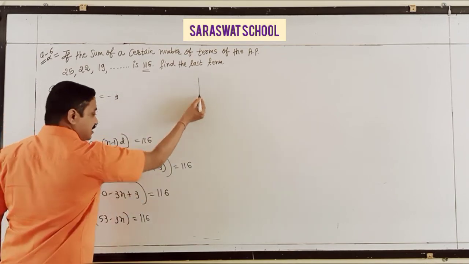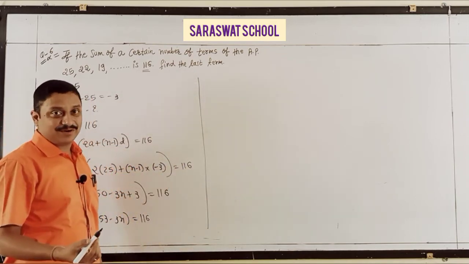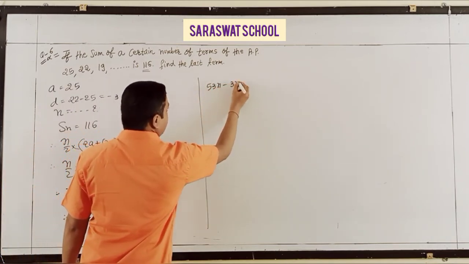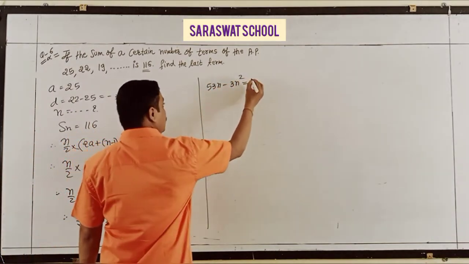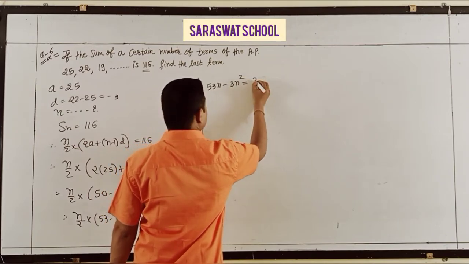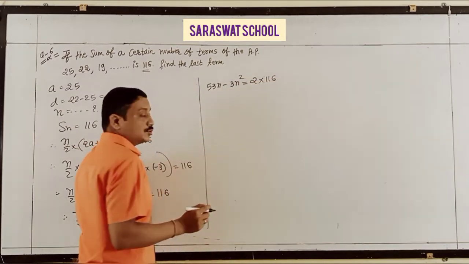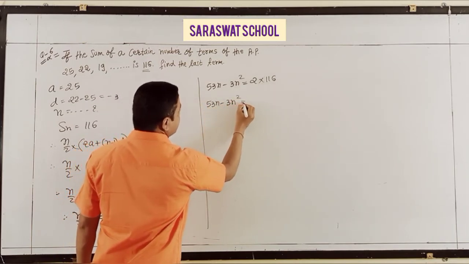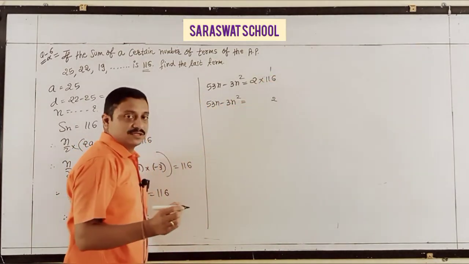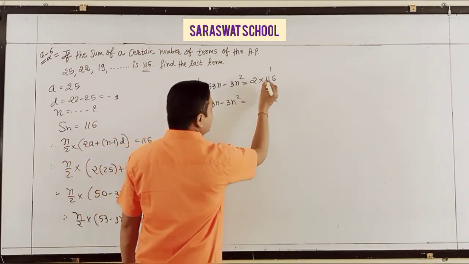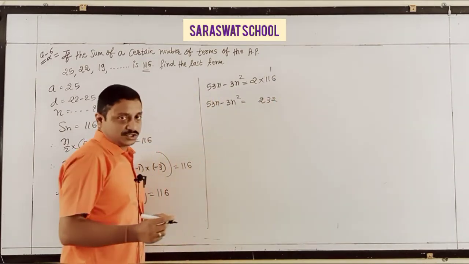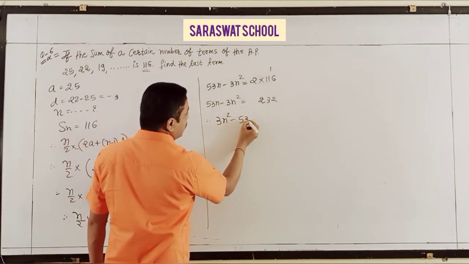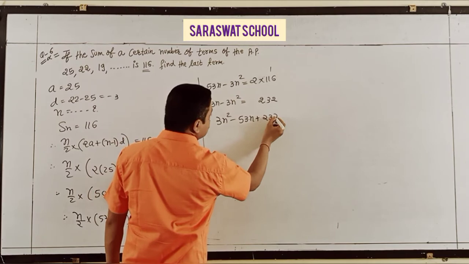Now students, I think here one big product is available. So 53n minus 3n square is equal to 116 into 2. So in total you get 53n minus 3n square equals 232. So I just arrange it as 3n square minus 53n plus 232.